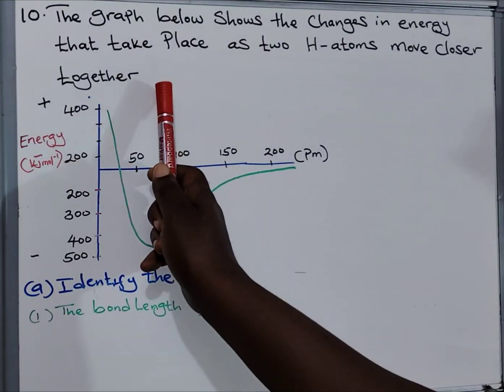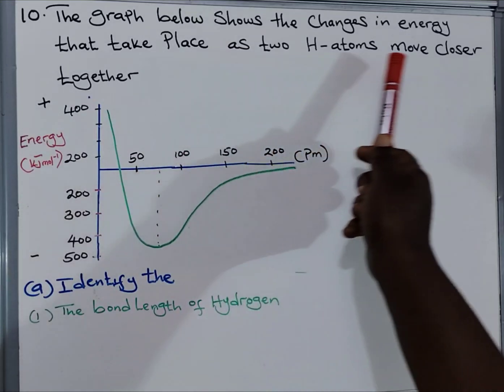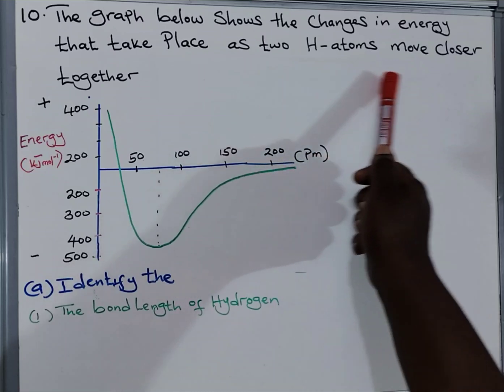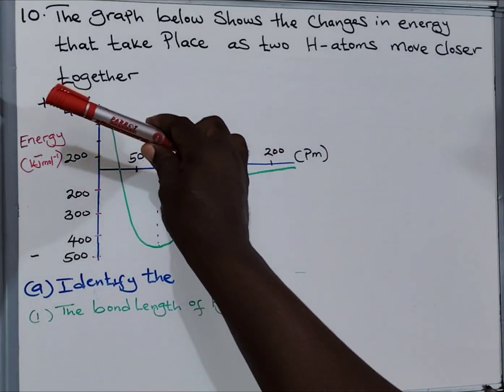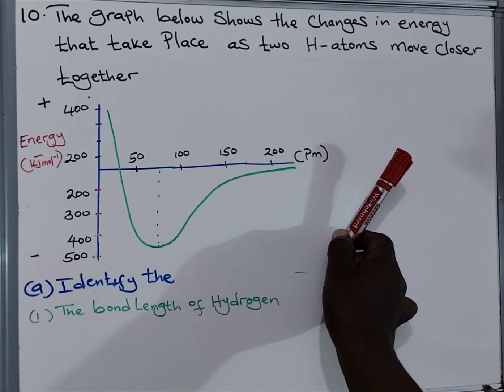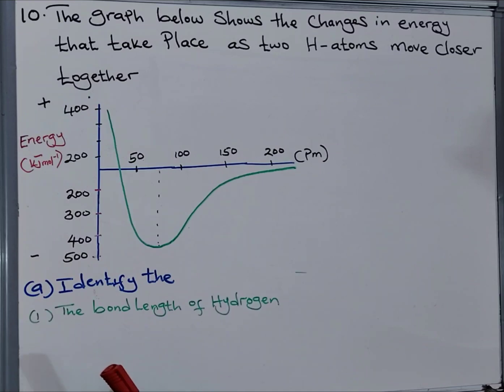Okay, today we're looking at this question. It says that the graph below shows the changes in energy that take place as two hydrogen atoms move closer together. So you're having the energy, which is potential energy, versus distance. And then the question says, identify the bond length of hydrogen molecule.